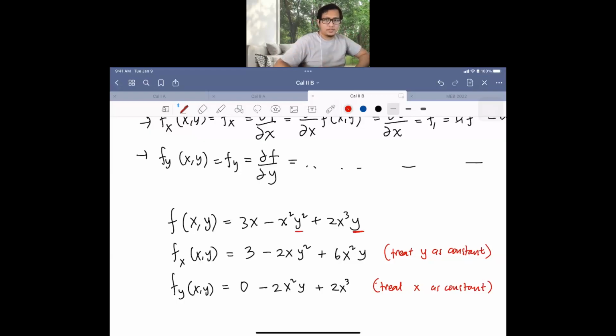Okay, I hope everyone is clear on this point. Do you have any questions for this part on partial derivatives?